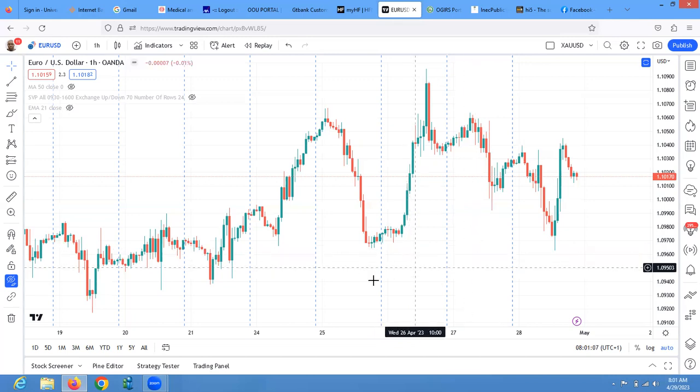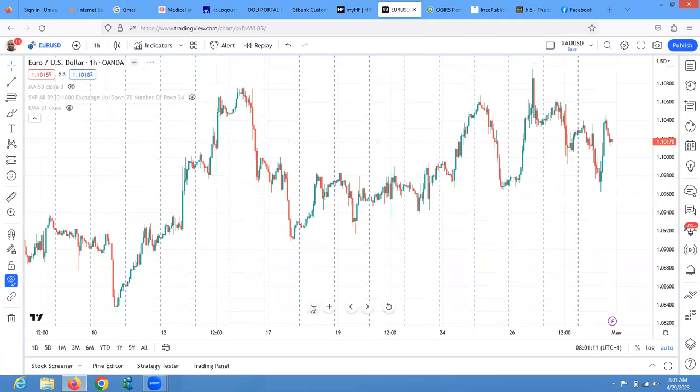So, in the past 2 weeks, price has been choppy. This is what price has been doing for the past 2 weeks within this zone. And this is just correction, okay?